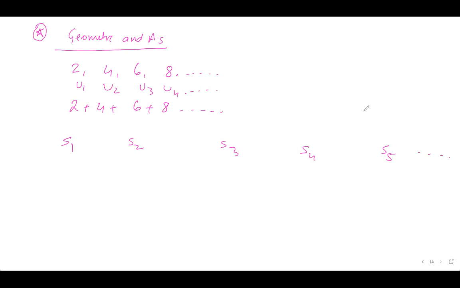Now, when I say S1, what does it actually mean? S1 simply means the sum of the first term. So S1 for the sequence is actually U1, which is nothing but 2. The sum of the first term is the first term itself. S2 means the sum of the first two terms, which is U1 plus U2. S3 means U1 plus U2 plus U3. S4 means U1, U2, U3, and U4. S5 means the sum of the first 5 terms basically.